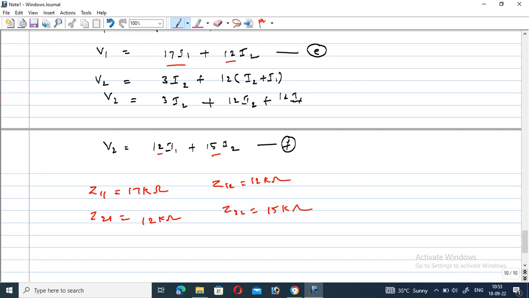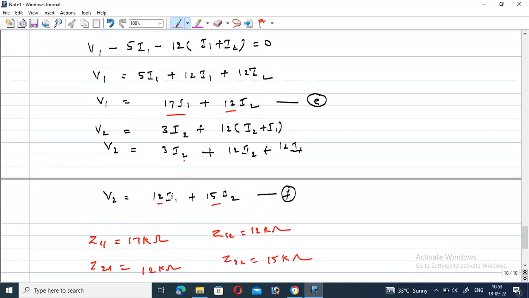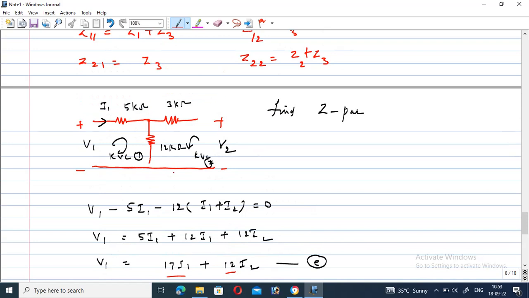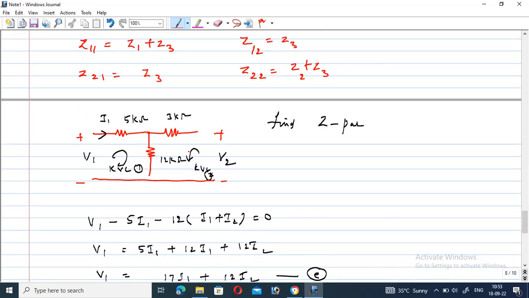Or else, simply we can find the values directly without applying KVL in this kind of circuit. Let us see here. It is similar to this one network, therefore Z11 is equal to Z1 plus Z3, therefore 5 plus 12 is equal to 17 kilo ohms.